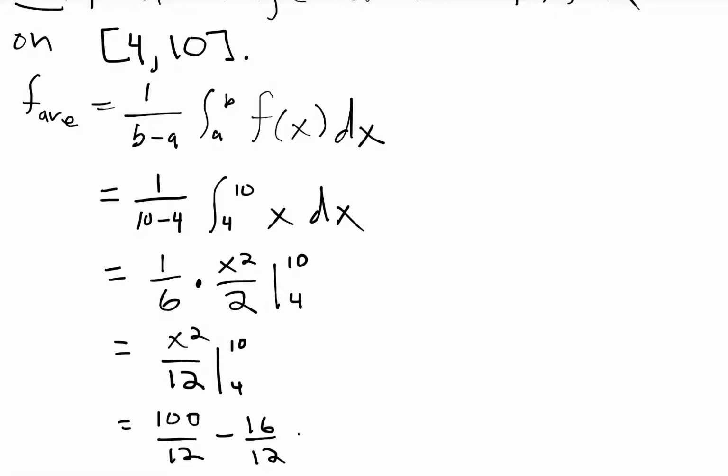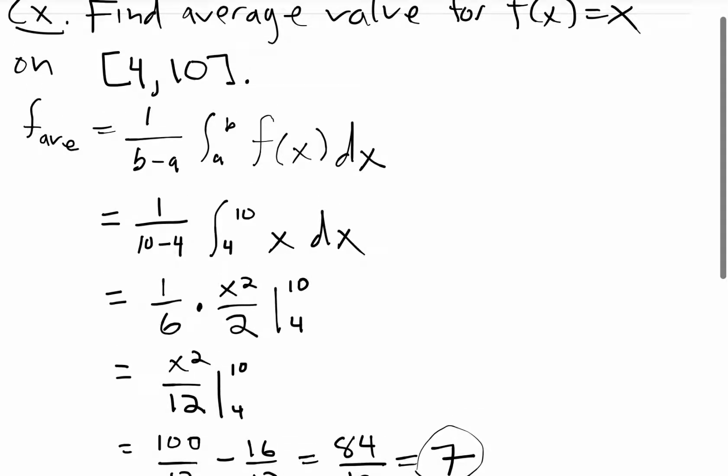Now if I do that in this particular case, this actually simplifies down in a very nice way. I get a round number even, because 84 divided by 12 is 7. What this tells me is that my average value for my function on that given interval comes out to 7.